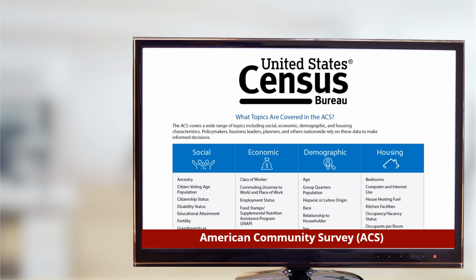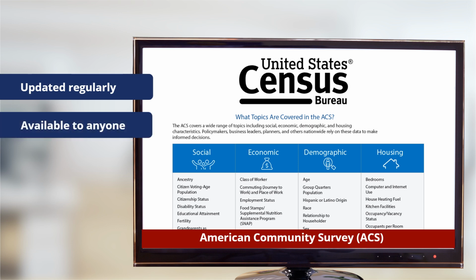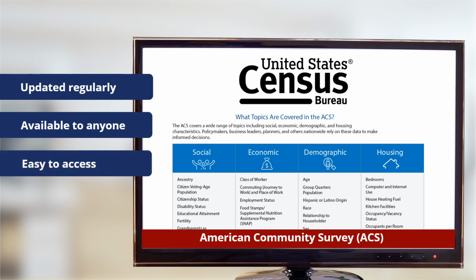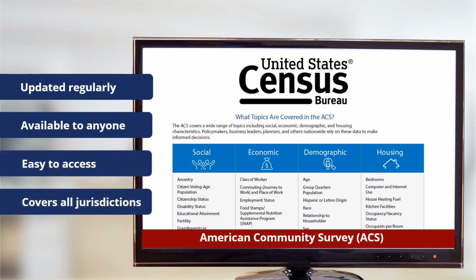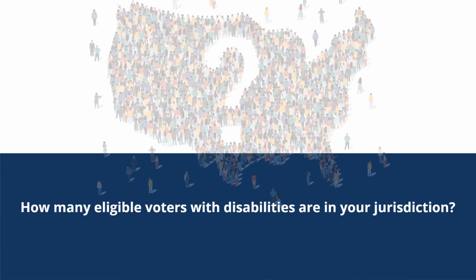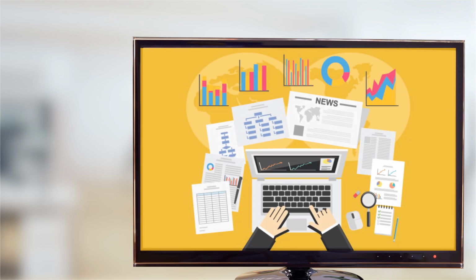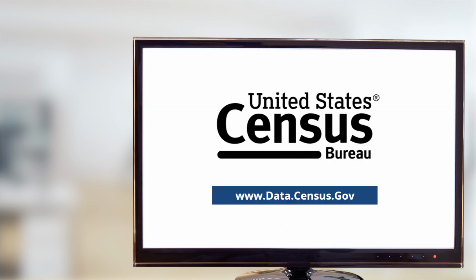ACS data is updated regularly. It is available to anyone with an internet connection, easy to access, and includes data for all jurisdictions. Remember, the goal is to get a general idea of how many eligible voters with disabilities live in your area. You can always combine data from the ACS with other local data if you want more context. Let's look up the numbers for a sample jurisdiction. You may want to follow along in a different browser window for the next section, or watch the demonstration all the way through first, then visit the site later.